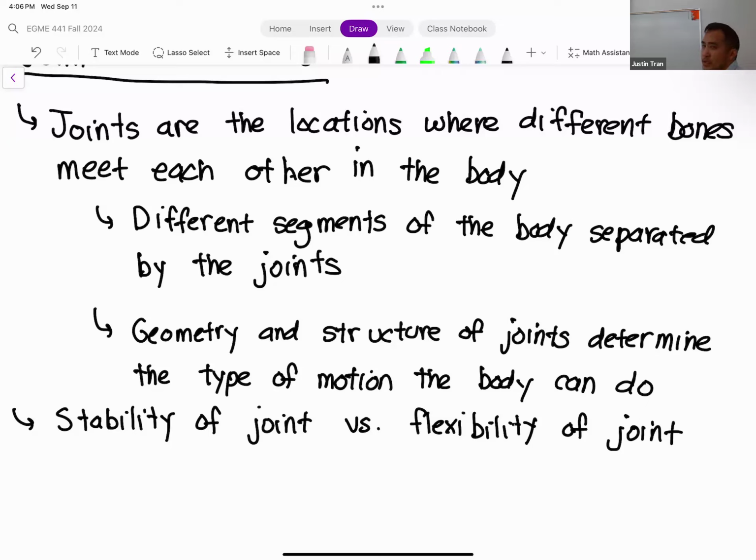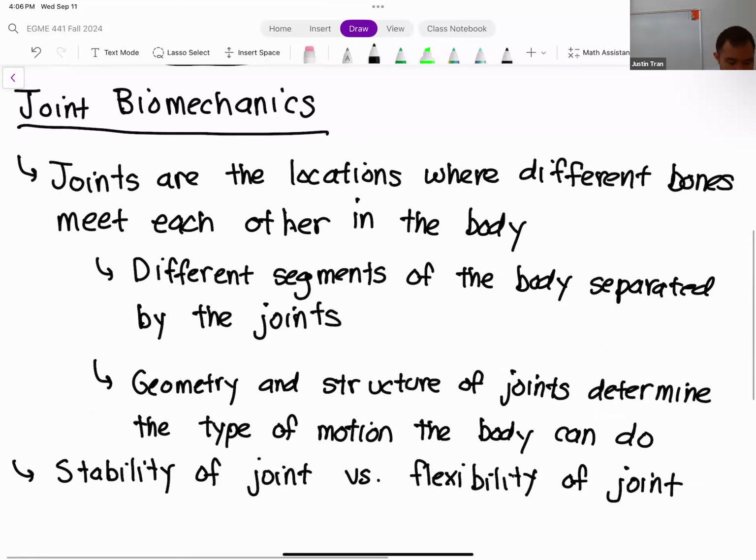In some ways you can see these as opposites. The general trend you'll see in your body is that joints that are highly stable are very inflexible, and vice versa. The joints in your body that are highly flexible generally have lower stability, although there's variation in that range as well. But when you're talking about joint health and the biomechanics of the joints, these are the two main things we're going to talk about. So that's where we're going for today. Any questions on this so far?